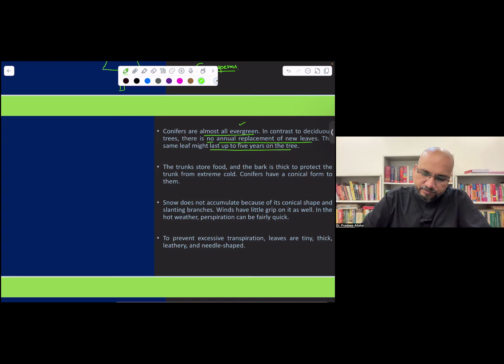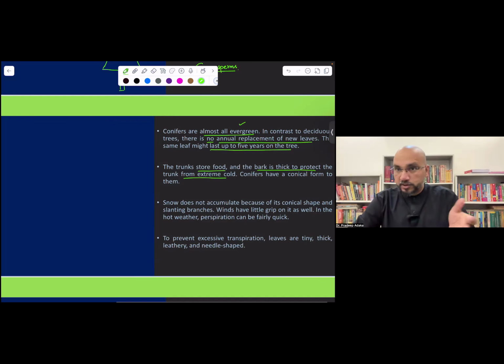The trunks store the food, and the bark is thick to protect the trunk from extreme cold, because they are near the polar regions, not exactly the poles, but at higher latitudes where the temperatures are very low. And they have a conical shape, the main reason for which is to prevent accumulation of snow. So the snow may easily fall from the branches and does not accumulate.